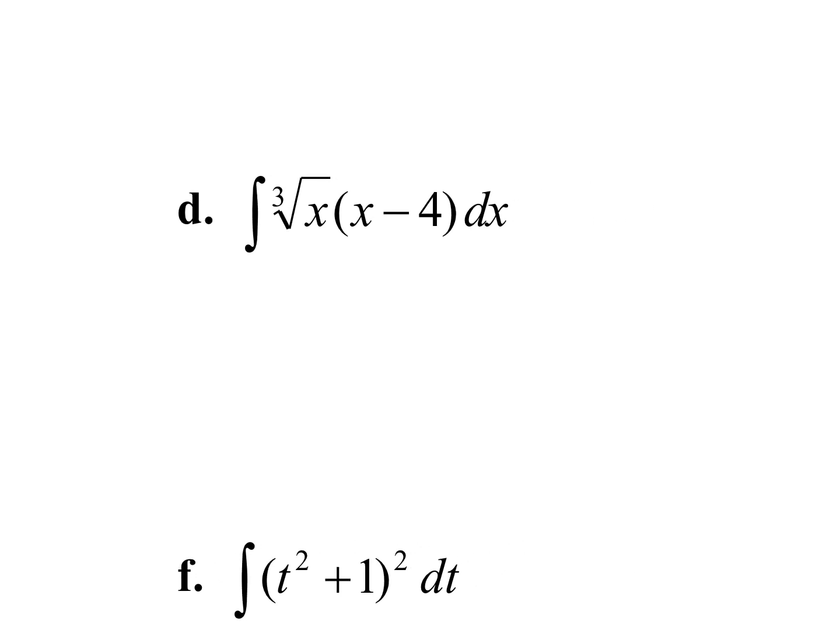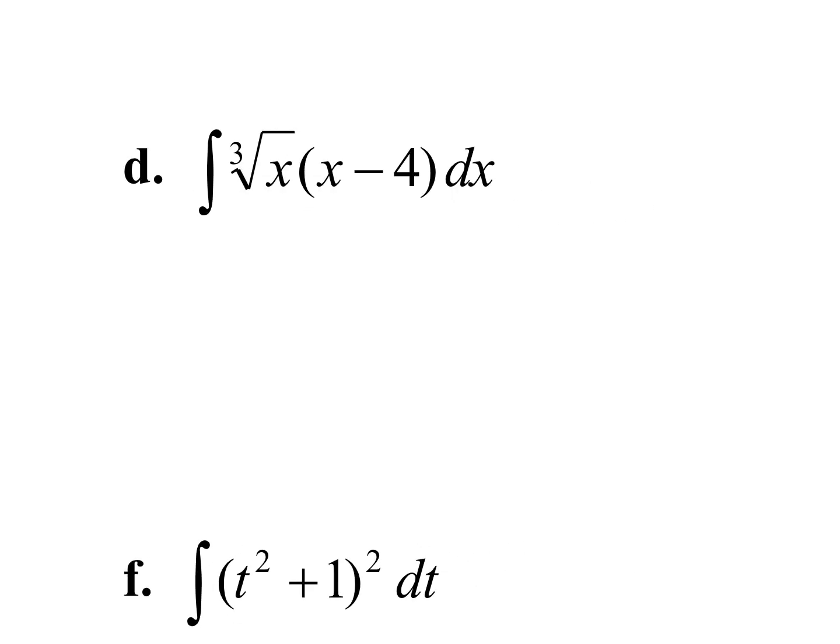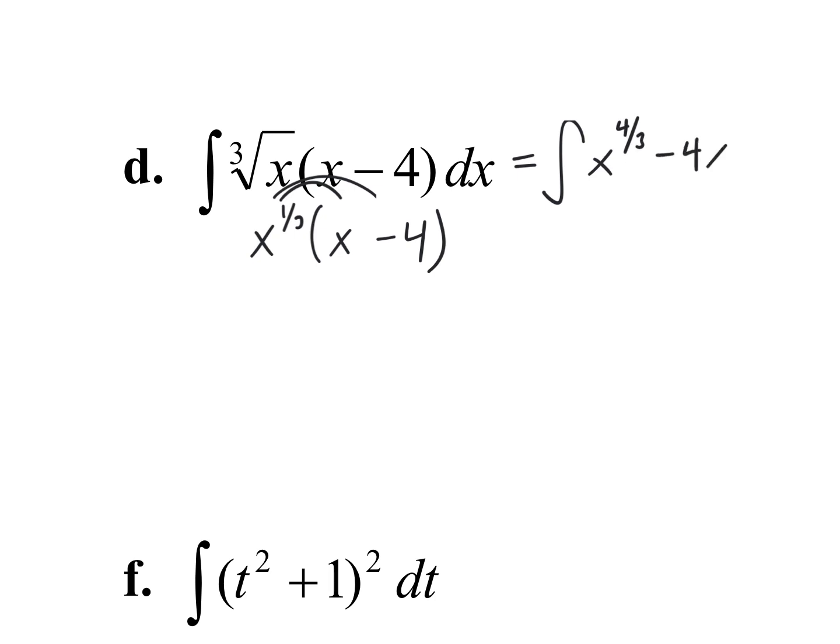Okay. Letter D. Now again, there's multiplying happening. Have we talked about anything with multiplication and like product rules or anything? No. So what we're going to do is distribute the cube root of x to both of these things. So in order to do that, let's rewrite the cube root of x as x to the 1/3 power times x minus 4. And now we can distribute. So really, I want us to take the integral of x to the, what is 1/3 plus 1 going to give me? 4/3. And then minus 4x to the 1/3 power.